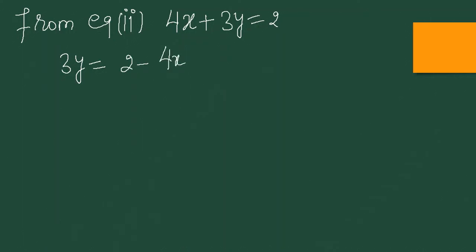I hope you are understanding. I sent this 4x to that side. Okay, so what would come? 3y is equal to, not 3y, only y is equal to, so y is equal to 2 minus 4x upon 3.